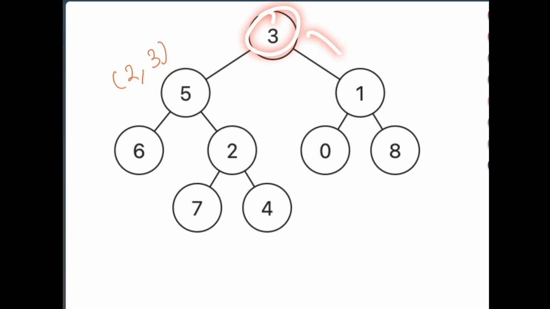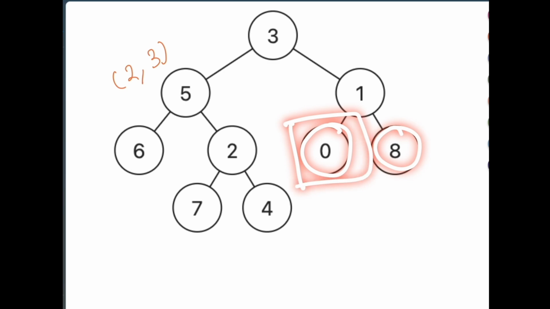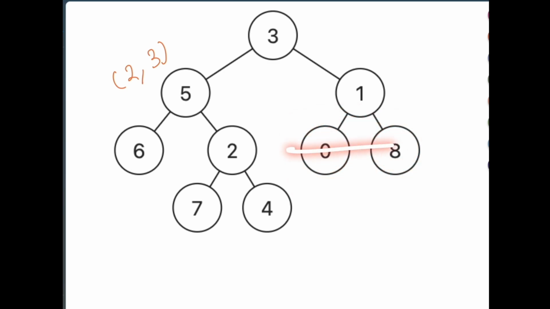So 3 will ask the right side as well, and 1 will say okay, let me ask my children. It will ask 0, it will ask 8. Both are leaf nodes and both can serve as an answer, and both are at level 2. So right now 1 can say that okay, since my own children are at the same level, I can myself be an answer, I can myself be the common ancestor for the leaf nodes.